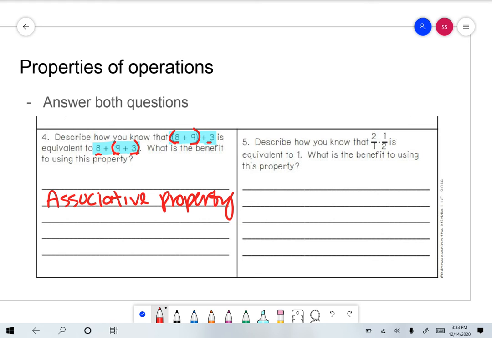So that's just basically being able to identify what property is being used. Same with number 5. How do we know that 2 times 1/2 is equivalent to 1? What property would describe that? Well, it would be the multiplicative inverse property. Okay, which again states that any number times its inverse will be equal to 1.